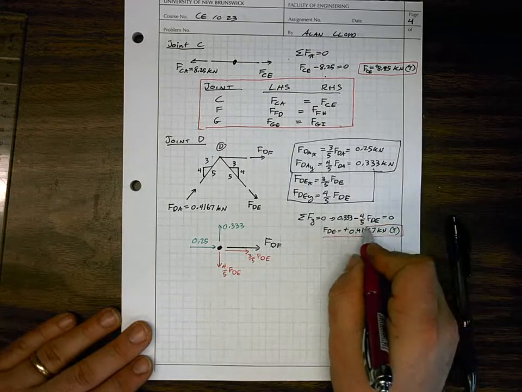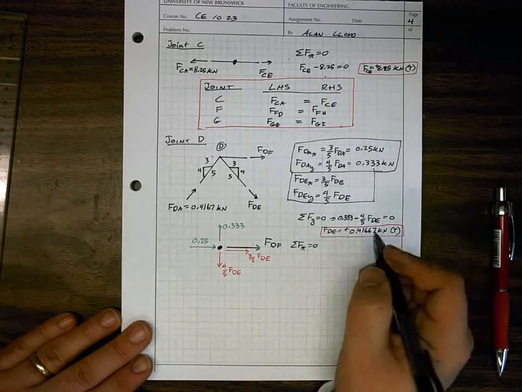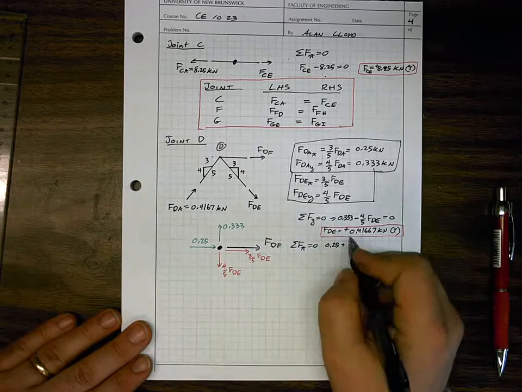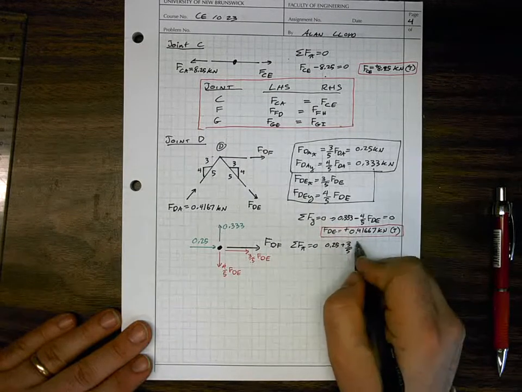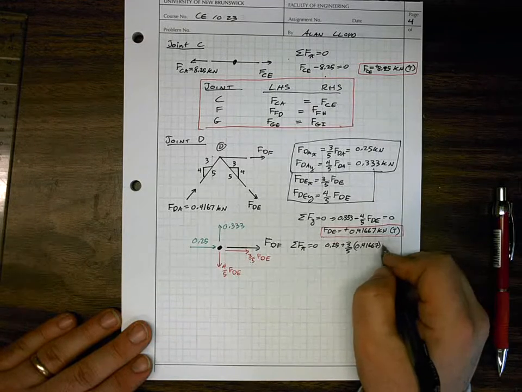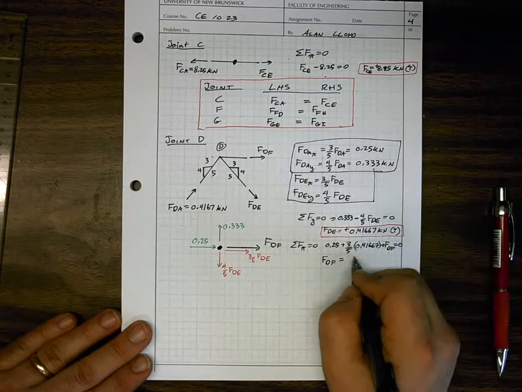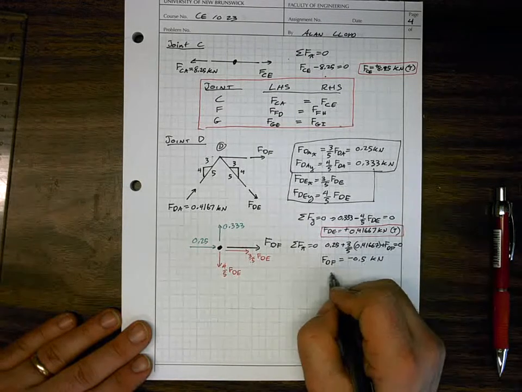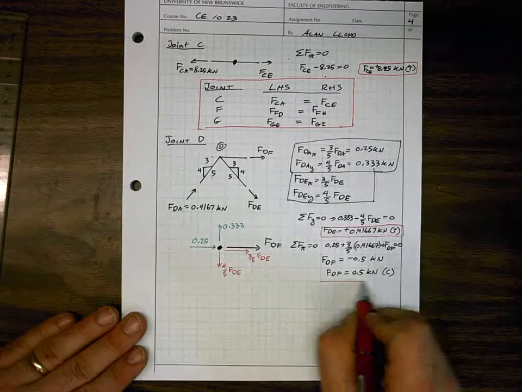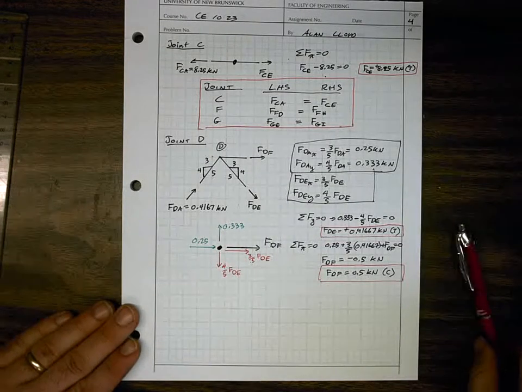Now that we know FDE, we're able to solve for FDF, our other unknown value. Let's take sum of forces in x is equal to 0. And here we can say that 0.25 plus 3 over 5 times FDE plus FDF is all equal to 0. And this gives us FDF is equal to minus 0.5 kilonewtons. That means that FDF is equal to 0.5 kilonewtons in compression. So, why compression? Because we drew it in tension originally, and it came out as a negative value, meaning that it is going in the opposite direction, so it's compression.